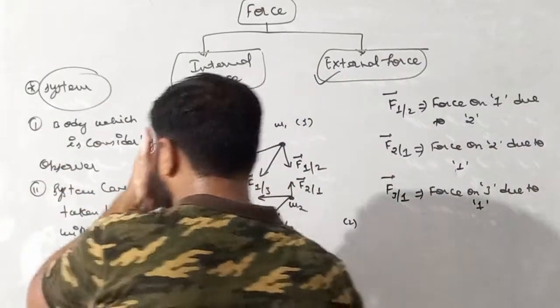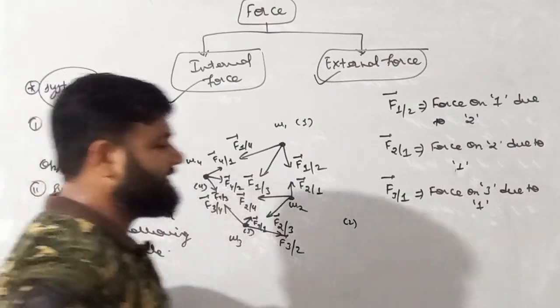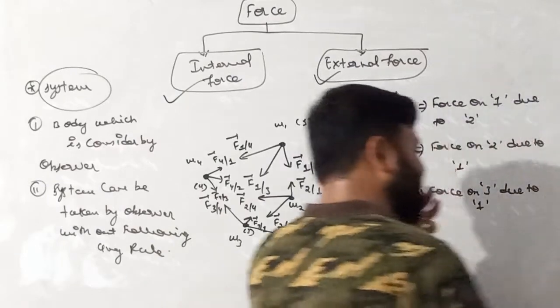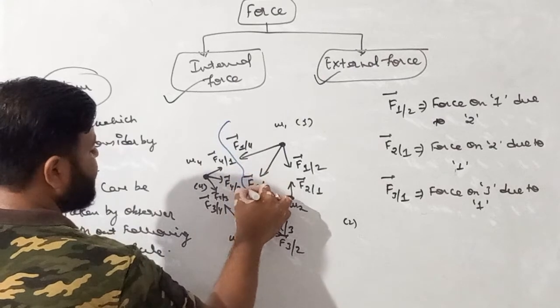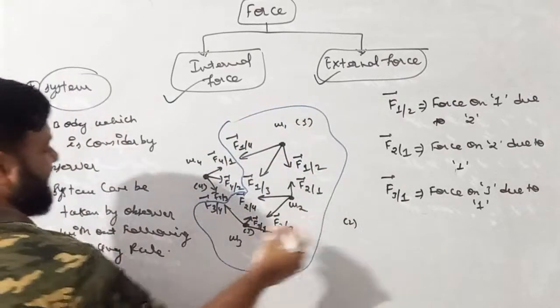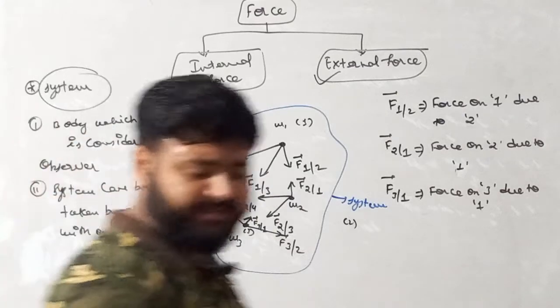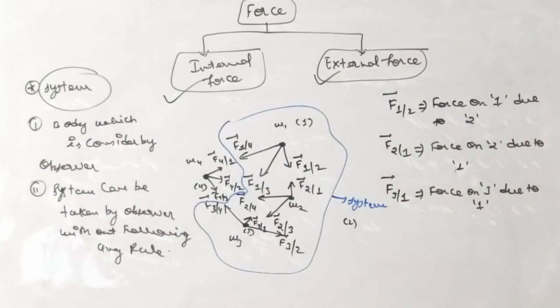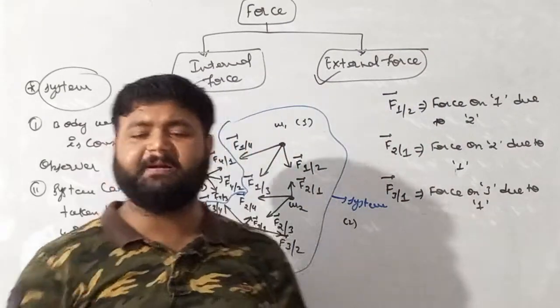So see, my dear student, I am taking a system. In this system, let's suppose 3 particles are present. Let's suppose body first, body second, and body third is the part of my system. So in my system we have 3 particles, first particle, second particle, and third particle.